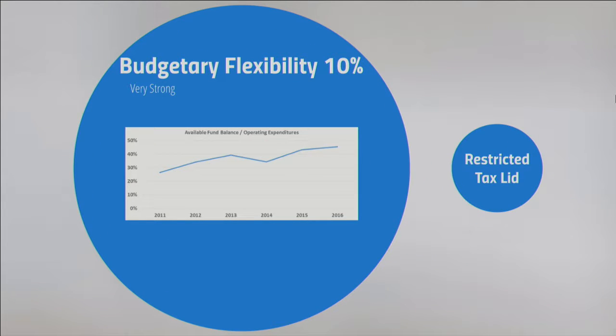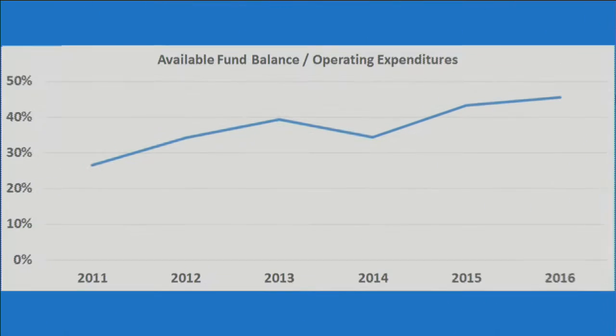The next area is budgetary flexibility. They rate us very strong. This is 10% of the total indicator. This is available fund balance divided by the operating expenditures for the general fund. The way that rating agencies look at it is not only what you would call unassigned, which would basically be nothing that the city is restricted in any way or has set aside for some other type of expense. If you look at our unassigned, we're somewhere around 31%.